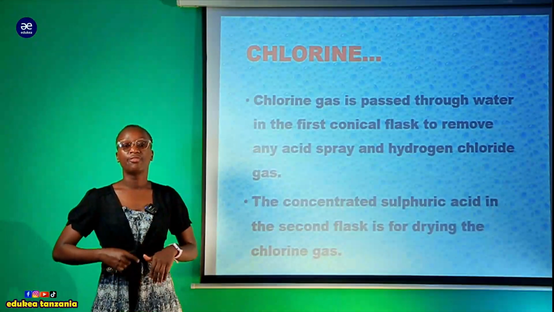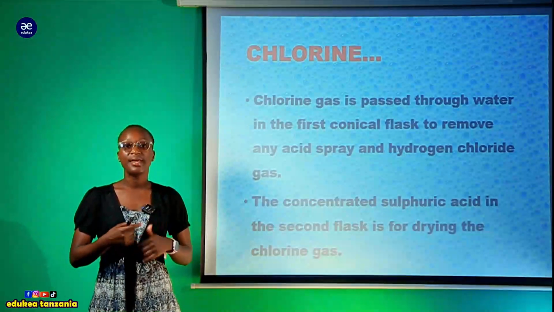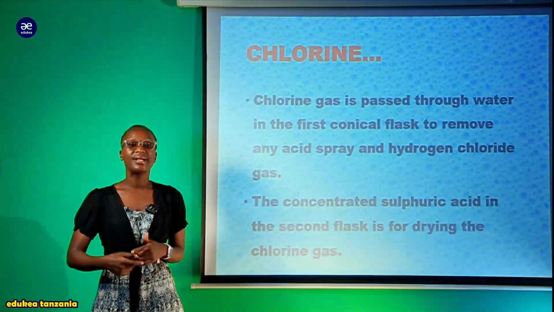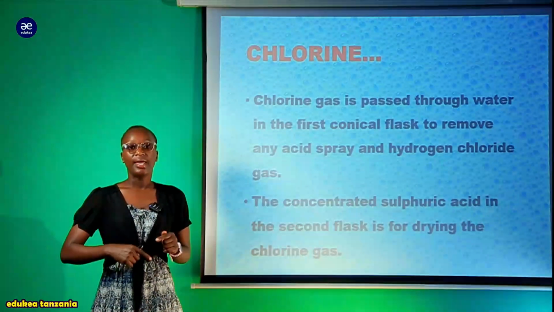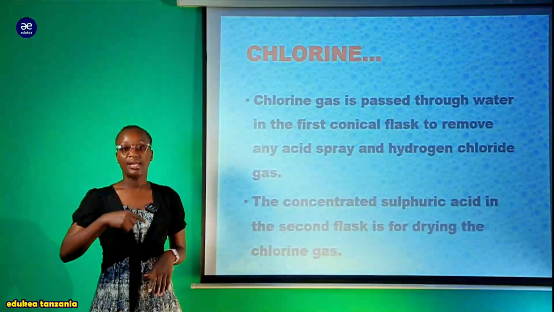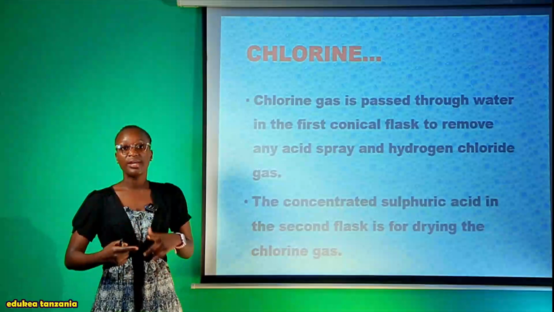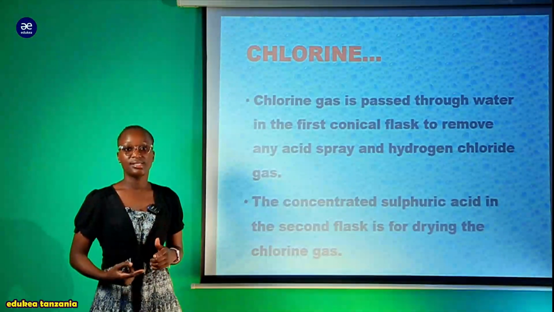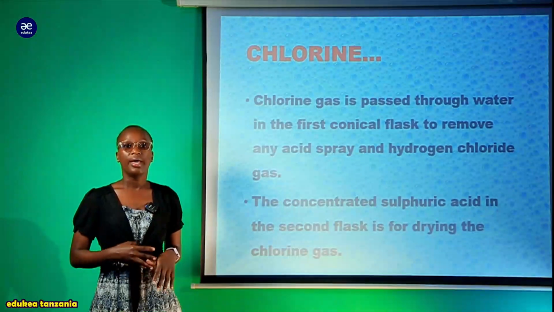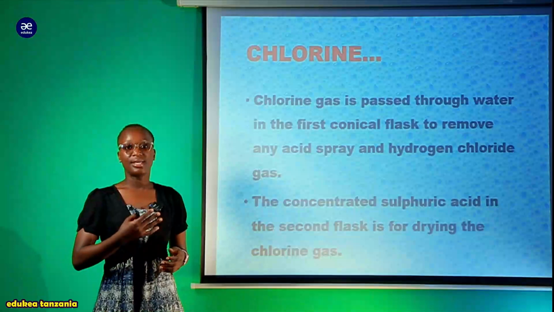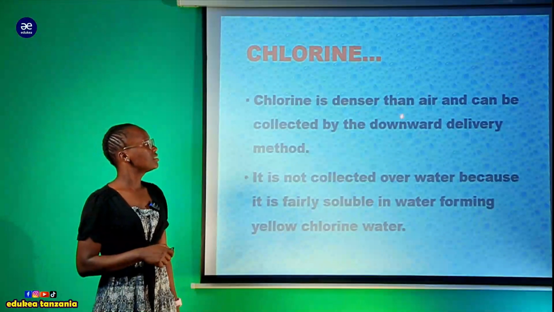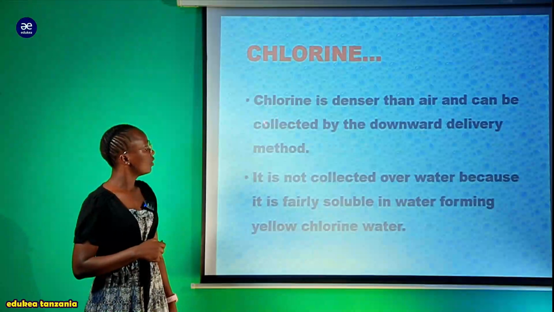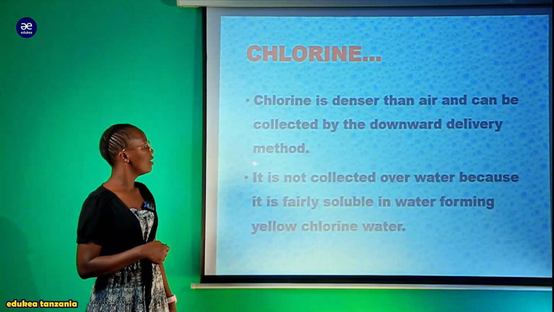Pale ni ili kufanywa drying, na baada ya kufanyia drying ndo pale ambapo tunaweza tukapata ile chlorine gas ambayo direct ile setup inaendelea, tuliona inaenda mpaka kwenye gas jar. Kwa hiyo ukifanywa drying pale is where the chlorine gas can be collected at the gas jar. Now chlorine is denser than air and can be collected by the downward delivery method.